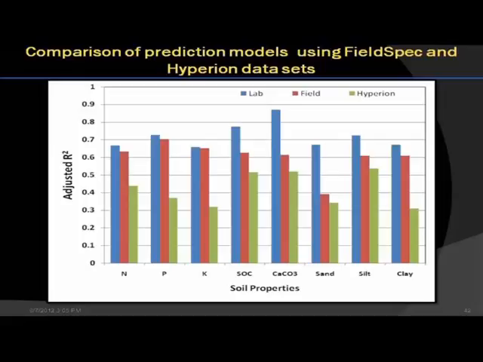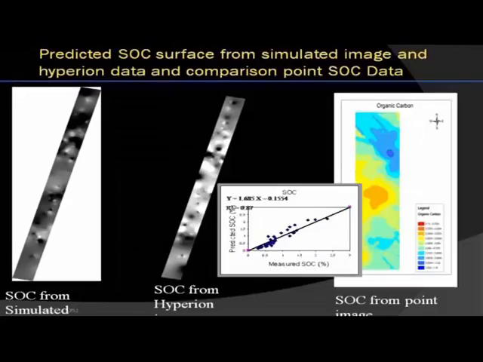Of course, the conclusion is one can use the Hyperion data to have predictions for some of the parameters, maybe organic carbon, texture, which I am going to discuss now.